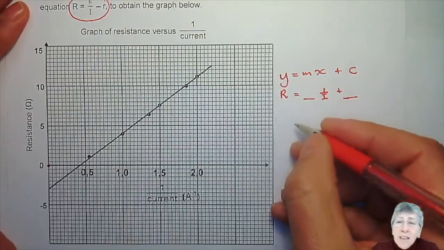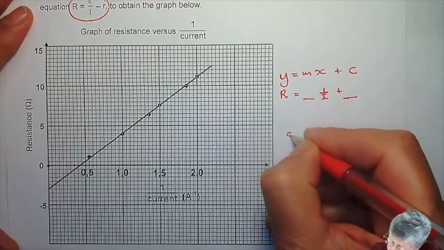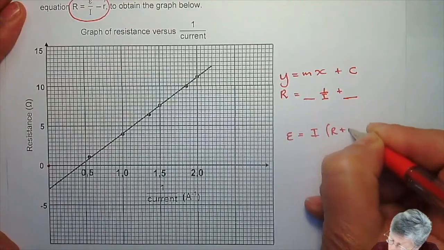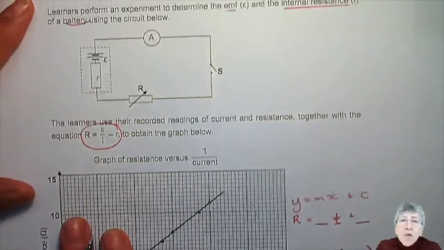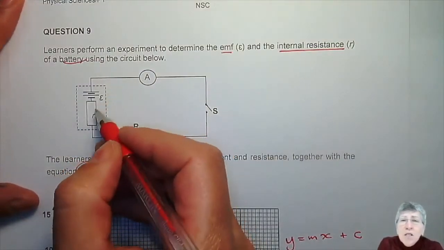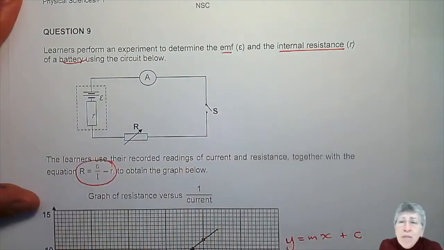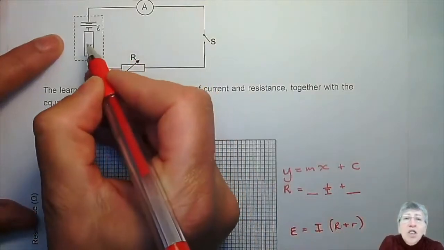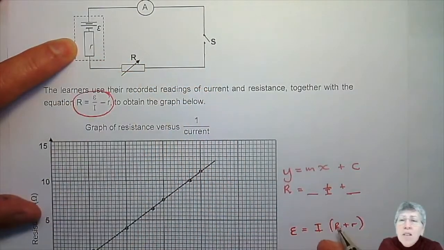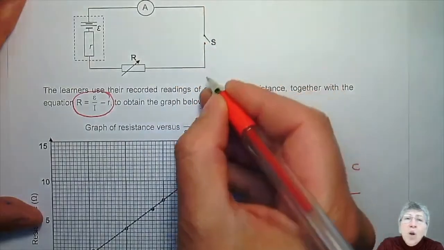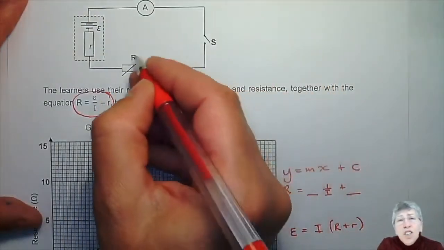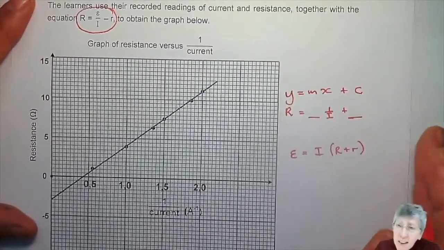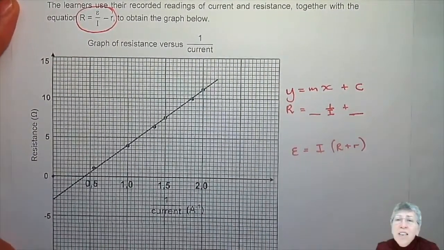Now let's start with something that we know is right, and that is the EMF is equal to I times (R plus small r). The EMF is all the energy given by the cell to every 1 coulomb of charge traveling through that circuit, and the small r is the internal resistance, and the big R is the resistance of this whole external circuit, which is just the rheostat in this case. So that's the equation, and now I want to rewrite that to get it into that form.